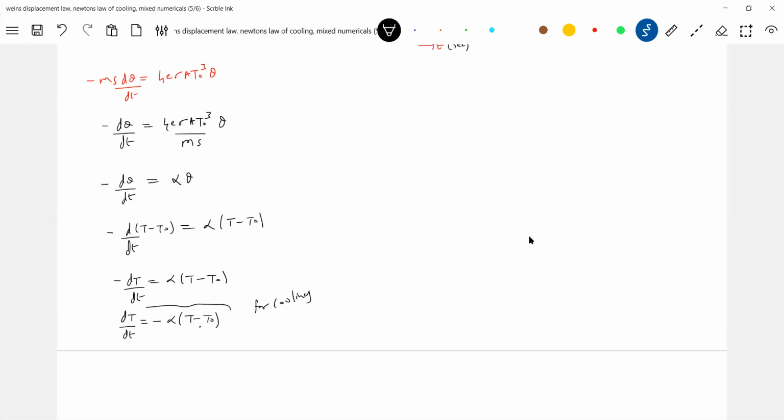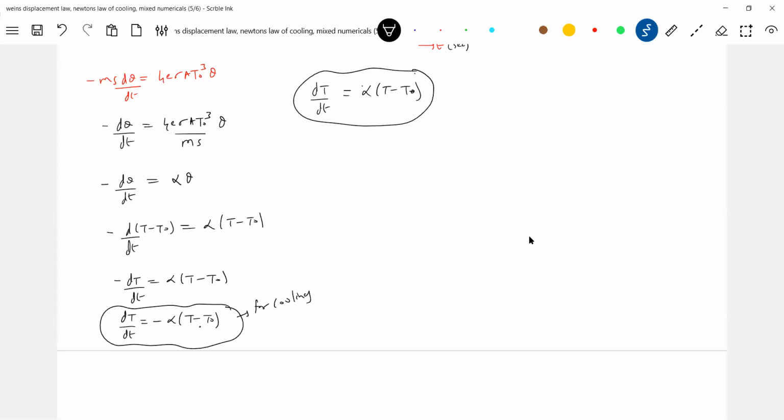This is for cooling of a body. Similarly, the same thing, what happens if a body is warming up? If a body is warming up, then the negative sign will not be there. This will become T minus T naught. You need not do all that.